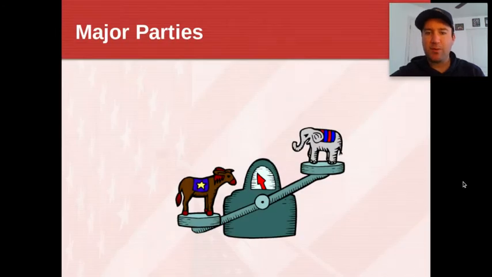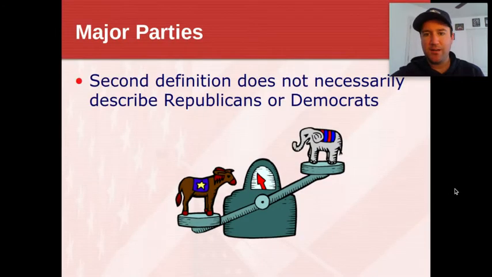So we have two major parties in the United States. They are the Republicans and Democrats. They sometimes are referred to as conservatives, which would be more Republicans, and liberals, which would be more Democrats.